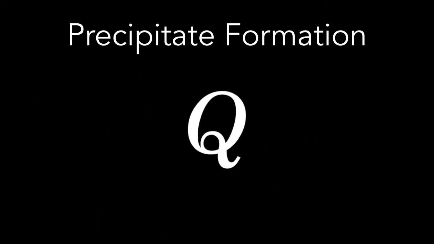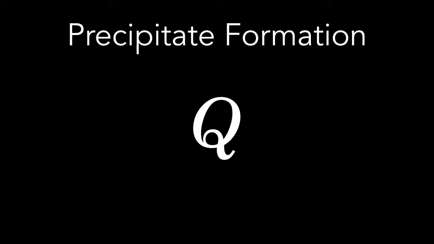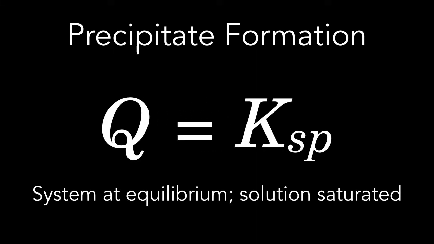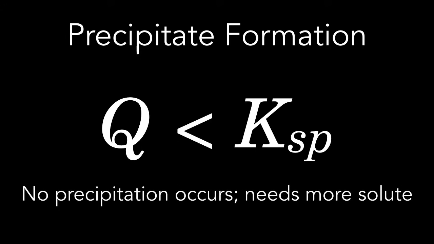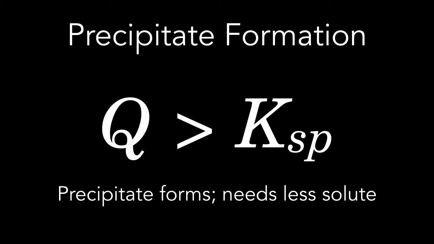You can use Ksp and the reaction quotient Q to determine if a precipitate will be formed in the reaction. If Q equals Ksp, the system is at equilibrium and the solution is saturated. If Q is less than Ksp, no precipitation occurs, and increasing the concentration of the solute will make the system reach equilibrium. If Q is greater than Ksp, a precipitate is formed, and decreasing the concentration of the solute will make the system reach equilibrium.